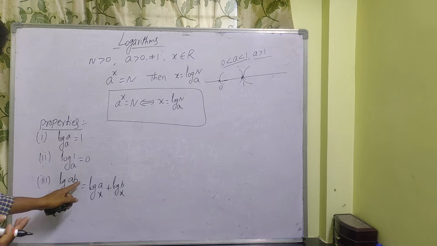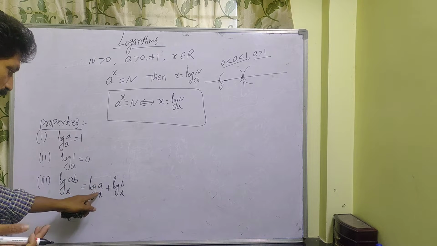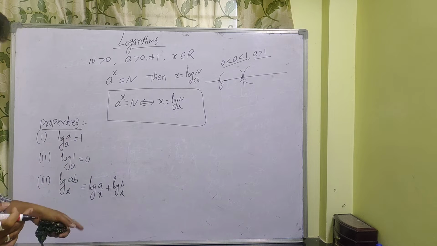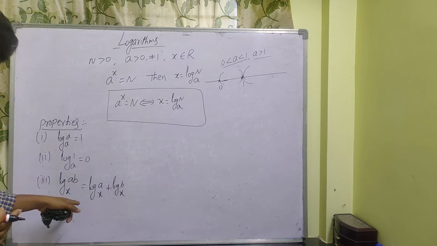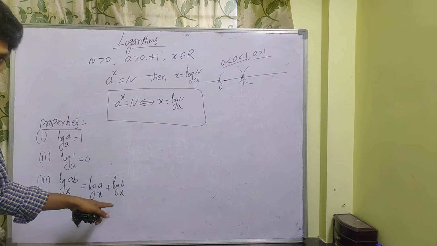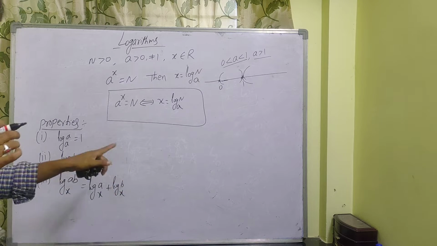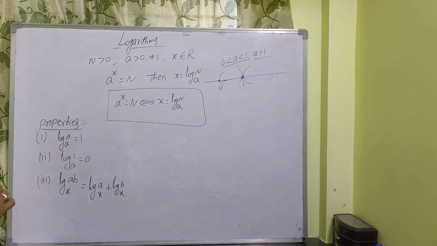If you have more numbers, we can also expand like this. Suppose log ABC base x is there, so log a to the base x plus log b to the base x plus log c to the base x. If log abcd base x, log a to the base x, log b to the base x, log c to the base x plus log d to the base x. You can write like that.